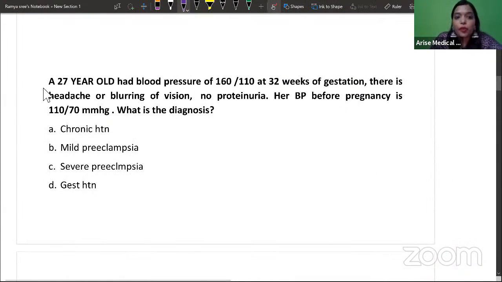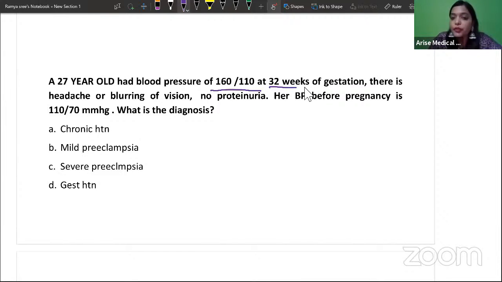A 27-year-old had blood pressure of 160/110 at 32 weeks of gestation. There is headache and blurring of vision, no proteinuria. Her blood pressure before pregnancy was 110/70. What is the diagnosis? Chronic hypertension, mild preeclampsia, severe preeclampsia, or gestational hypertension? Preeclampsia is again a very, very important topic. Must.